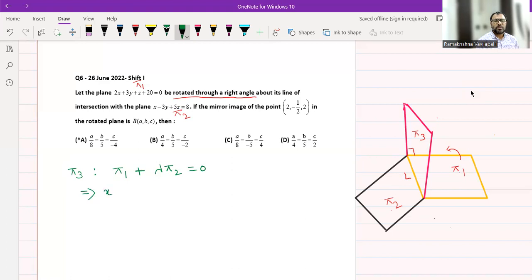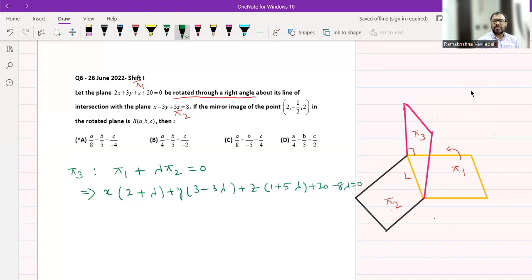See, x into the x coefficient in the first plane is 2, in the second plane 1, multiplied with lambda, plus y into 3 minus 3 lambda, plus z into 1 plus 5 lambda, plus 20 minus 8 lambda equal to 0. So this is plane 3.